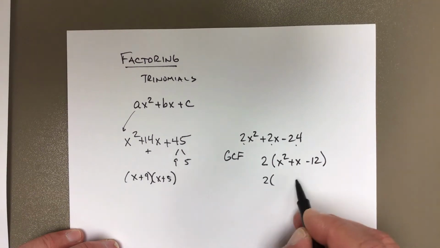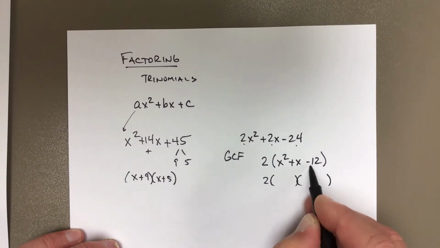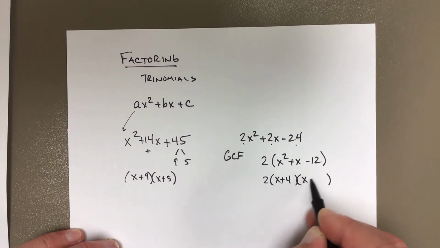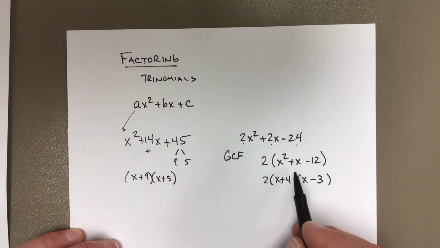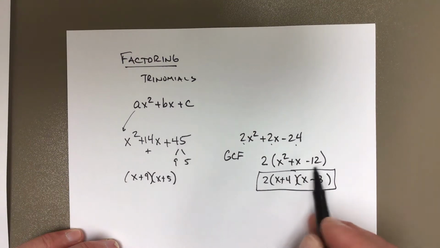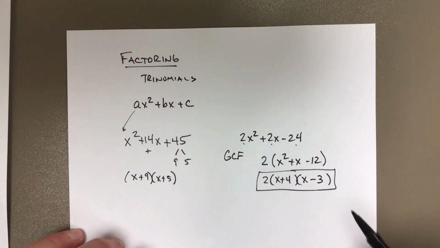So what are two terms that when multiplied together give me a negative 12 that add to positive 1? Well, that's x plus 4 and x minus 3. So now we have three factors, the greatest common factor of 2, and then these two factors that make up this trinomial.